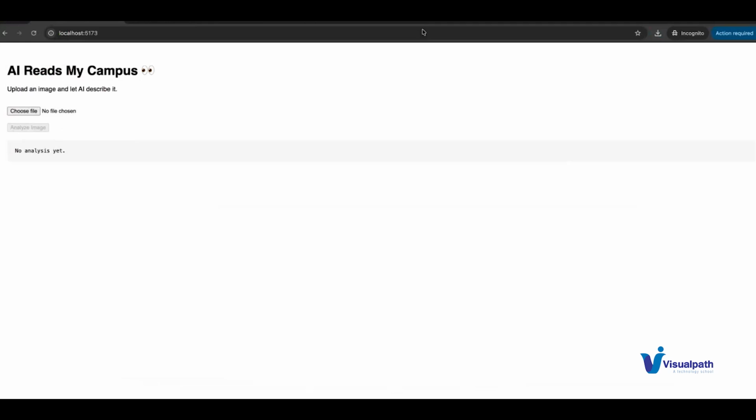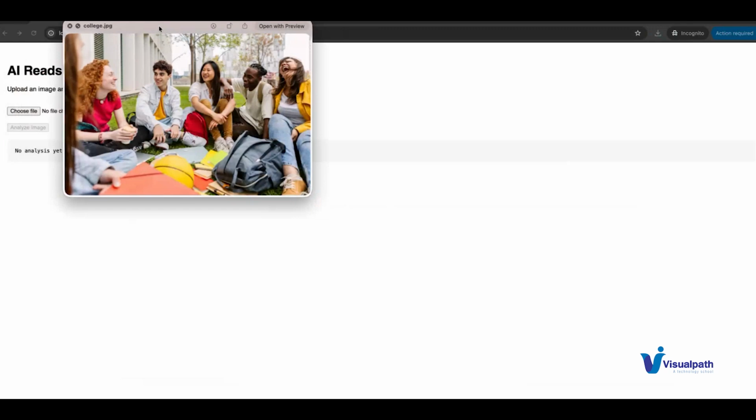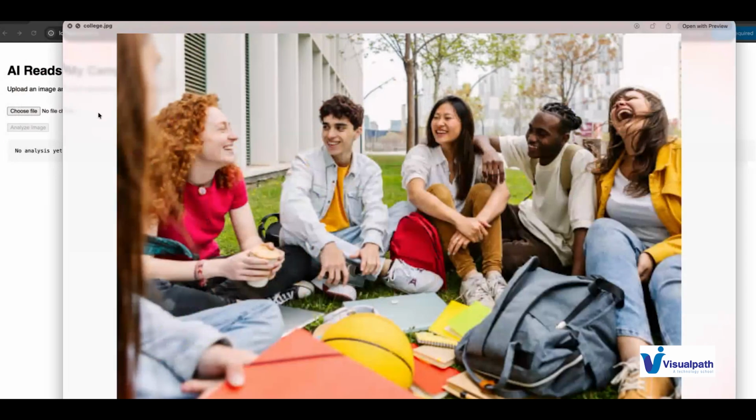Okay, now before I start this, let me show you something. Now this is an image, right? By seeing the image, what are the different things you observe? What do you observe about this particular image?